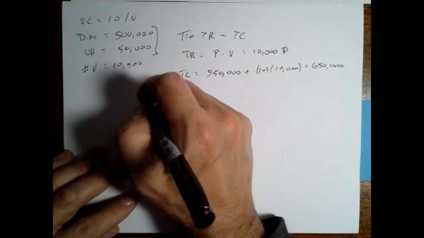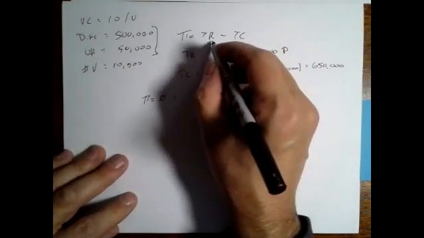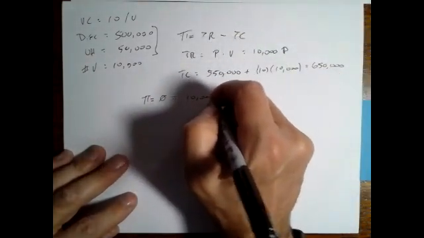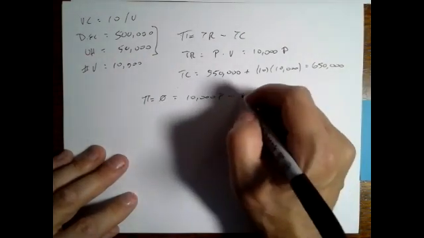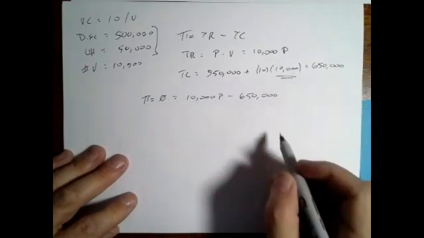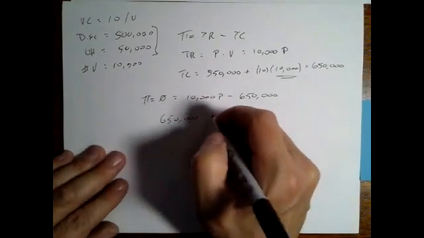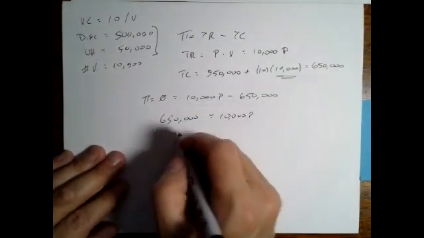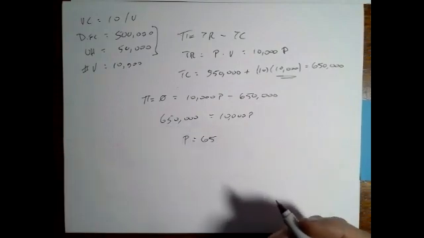So at break even, remember, profit is equal to 0. So that's 0 equals total revenue minus total cost. Well, we said total revenue is 10,000 P minus total cost, which we said is going to be 650,000 at 10,000 visits, right? And then we add 650,000 to both sides. Divide both sides by 10,000, and we get P is equal to 65.